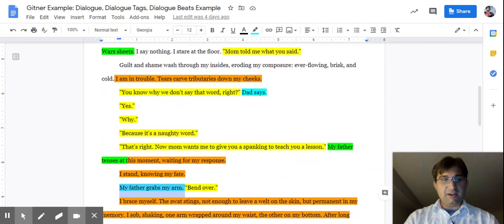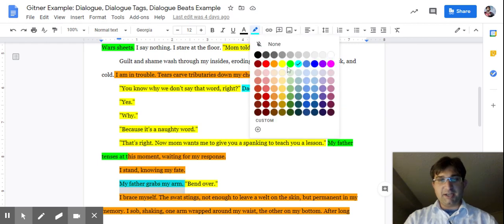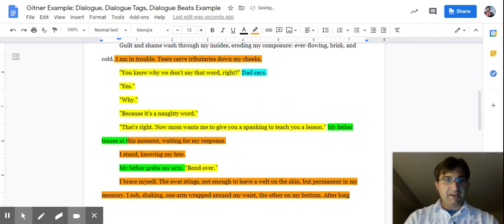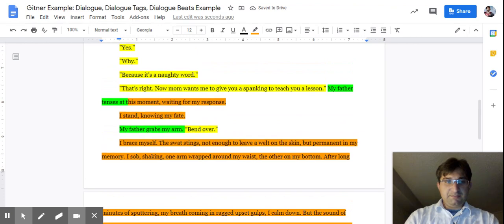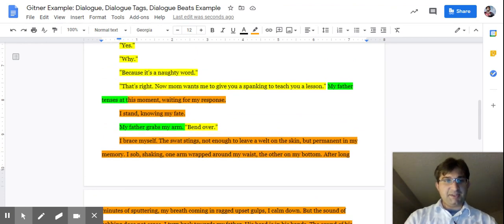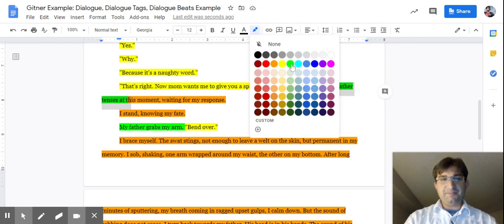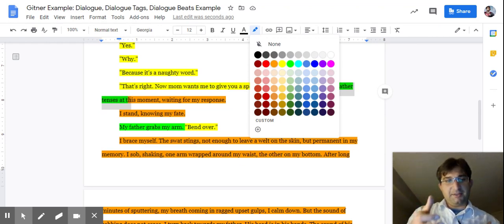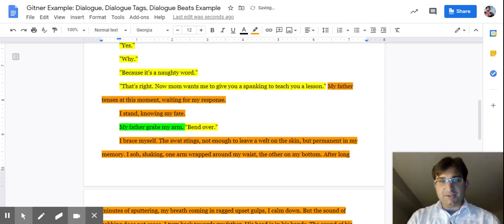Instead, this is a dialogue beat. So I'm just going to go ahead and change that color a little bit. Perfect. Cool. Also, "my father tenses at this moment." So what's interesting is that's not really a dialogue beat either, right? Because that one is like describing what the father is doing, but there isn't dialogue after. So the purpose of that can't be to tell us who's talking.